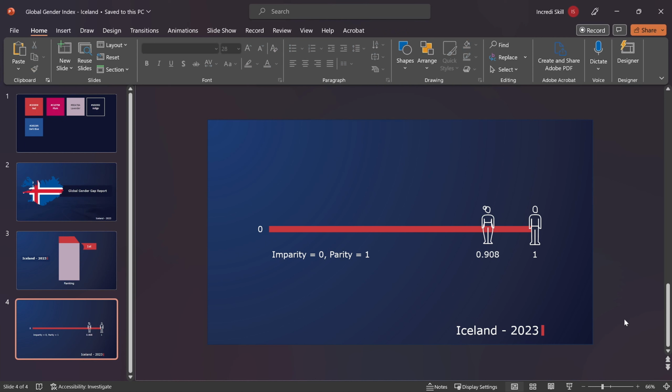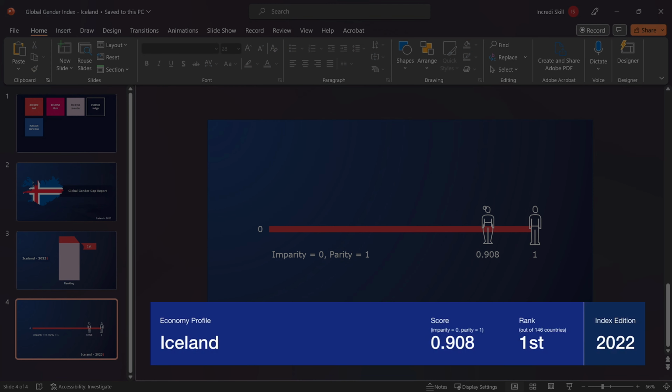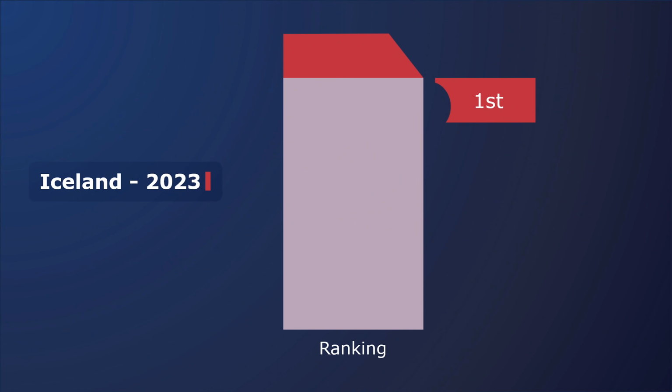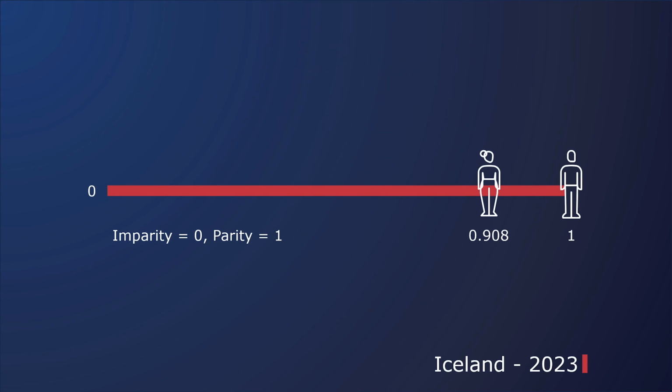To wrap up, we began with 3 sets of text, each depicting different sets of data. Subsequently, we transformed the first text, Iceland, into an exquisite title slide. Following that, we took the second set, ranking, and translated it into a visually engaging infographic. And lastly, we transformed the final data, disparity and parity, into a self-explanatory infographic.